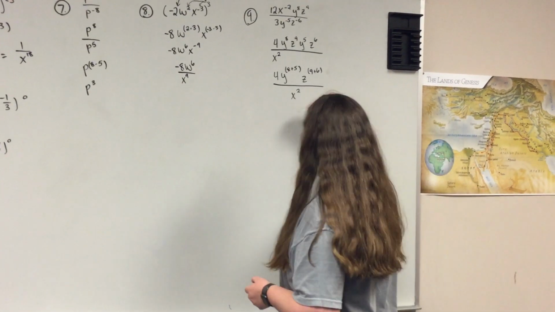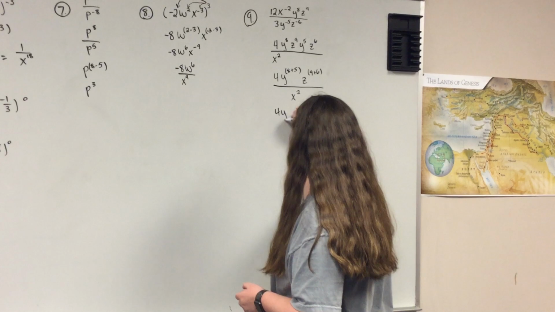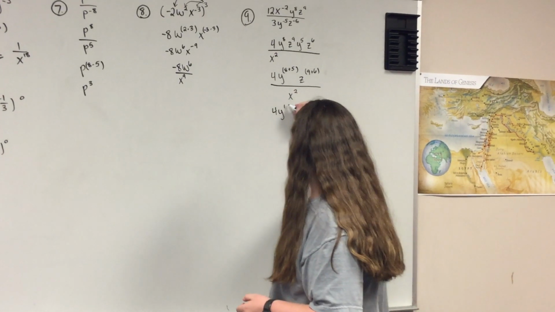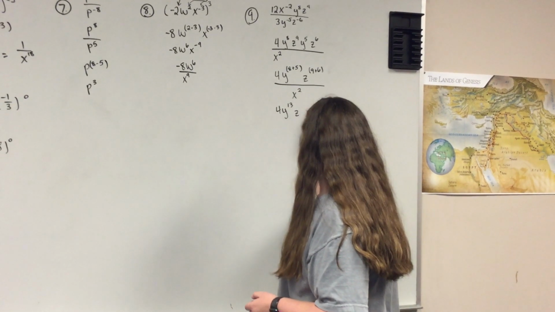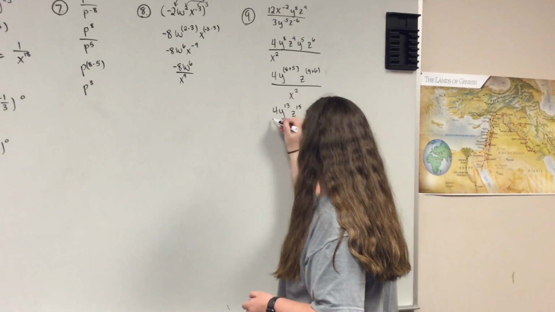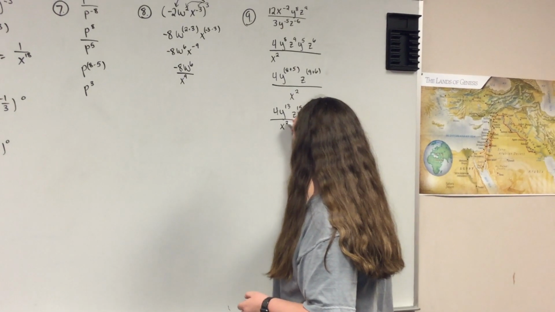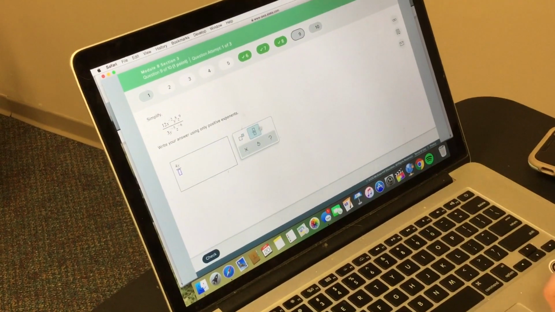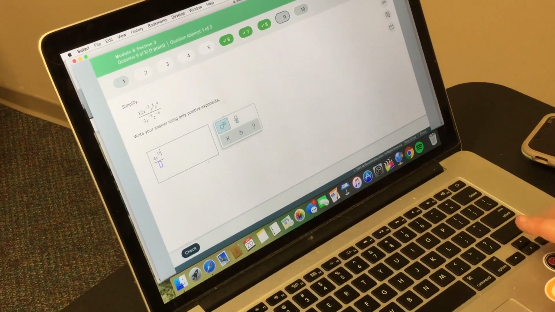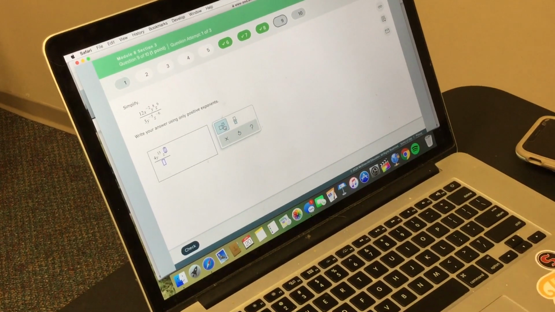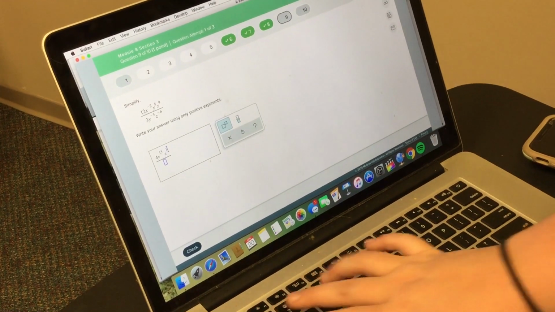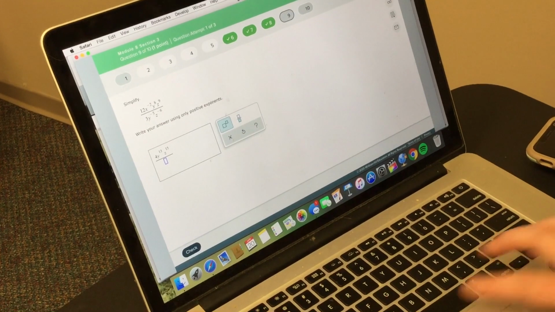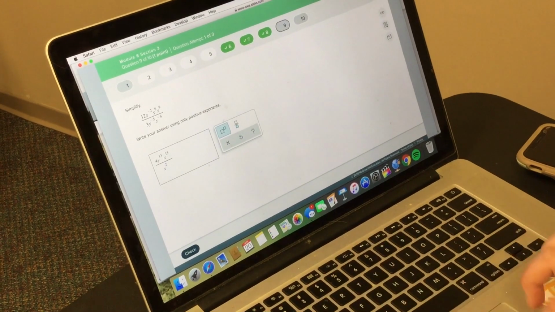So then we have 4y, and 8 plus 5 is 13, z, 9 plus 6 is 15, and that's all going to be over x squared. So we have 4 y raised to the 13th power, z raised to the 15th power, and that's all over x squared.